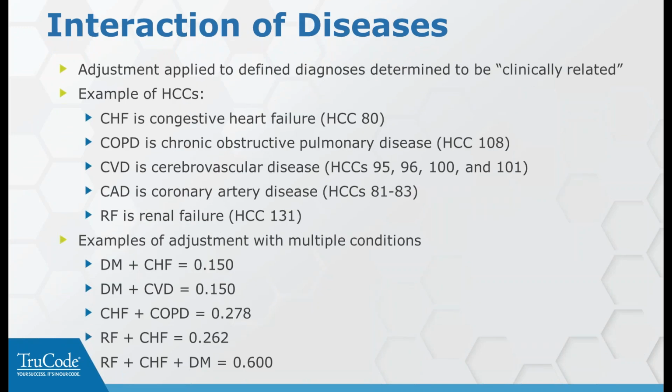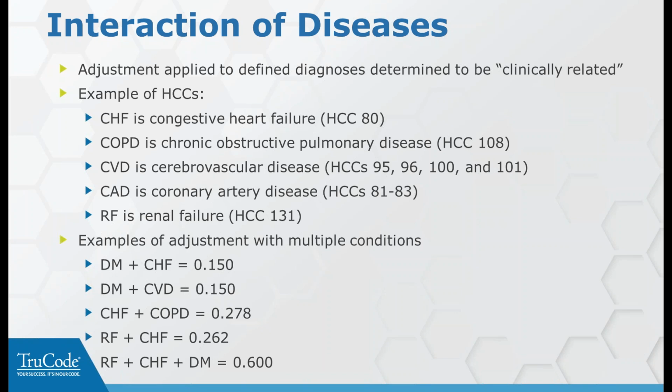The interaction of disease factor that I mentioned earlier shows you that if you have diagnoses that are sort of clinically related, it affects the HCC that it's mapped to. Congestive heart failure goes to HCC 80. If you have COPD, it goes to 108. Cerebrovascular disease has several HCCs that it can map to. Coronary artery disease goes to 81 through 83.